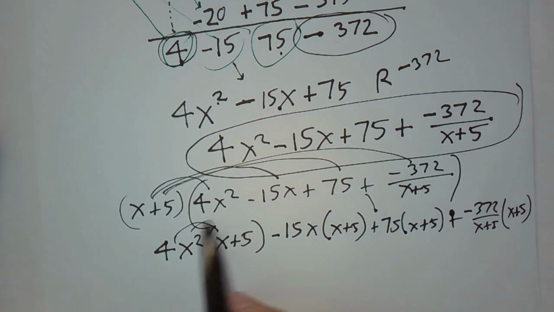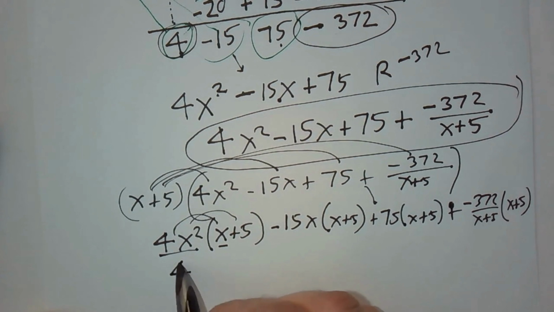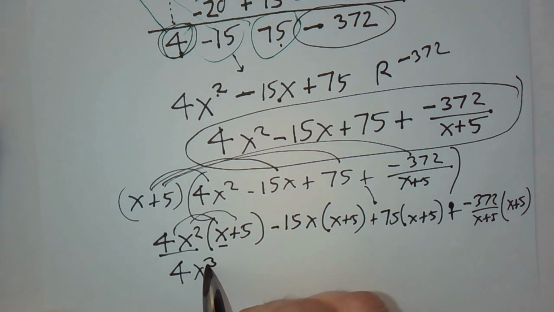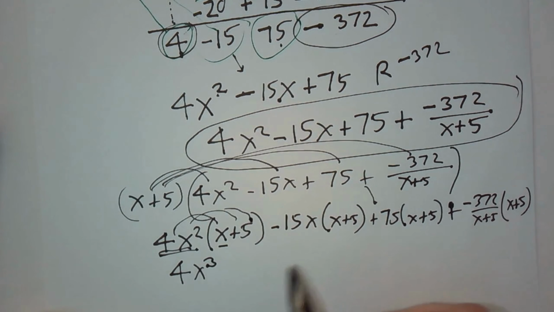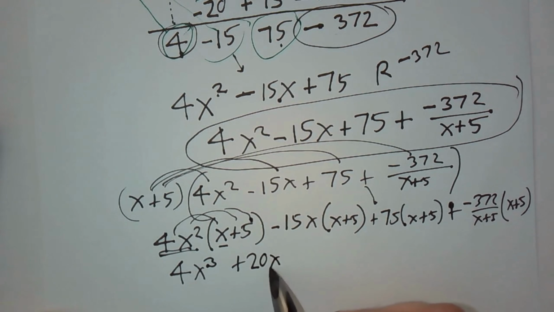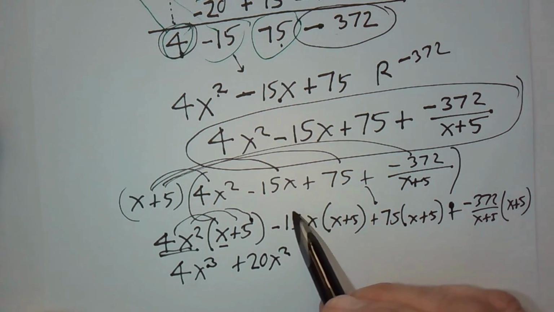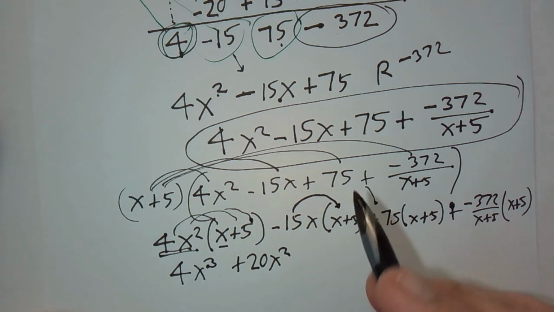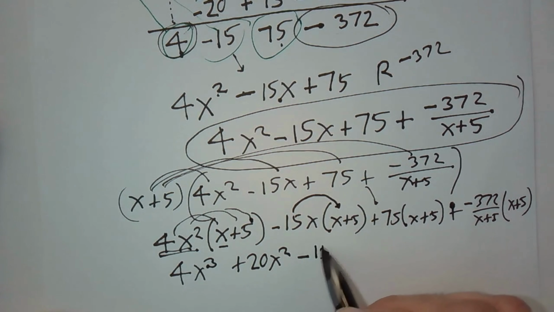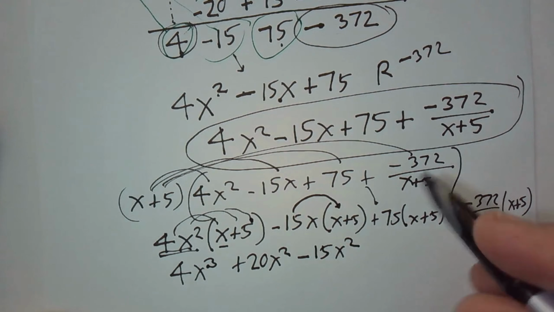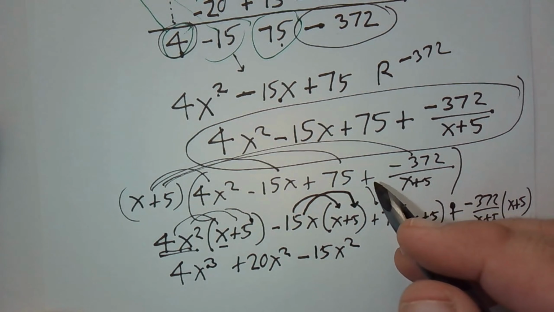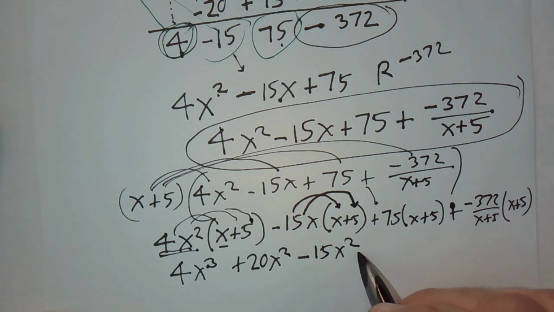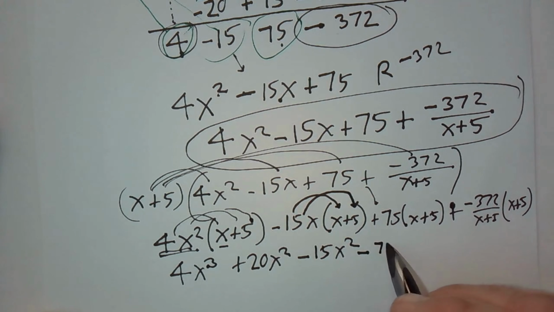All right, now I have to distribute again. So 4x squared times x becomes 4x cubed. And then 4x squared times 5 becomes positive 20x squared. Distribute the negative 15. Negative 15x times x is negative 15x squared. Then I'm going to take the negative 15x and multiply it by 5. So that gives me a negative 75x.